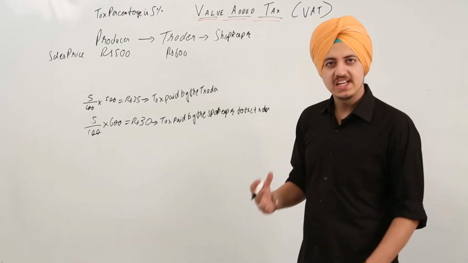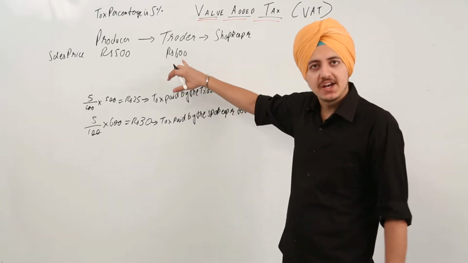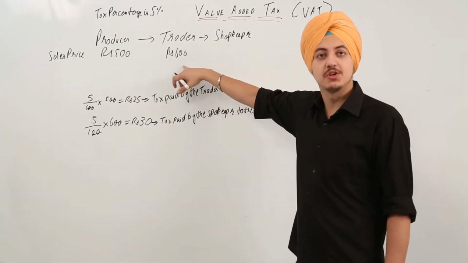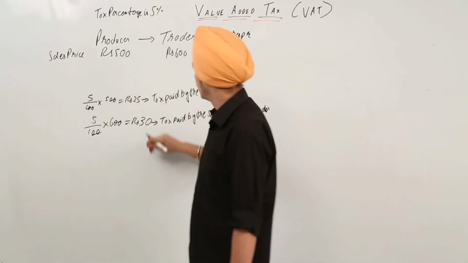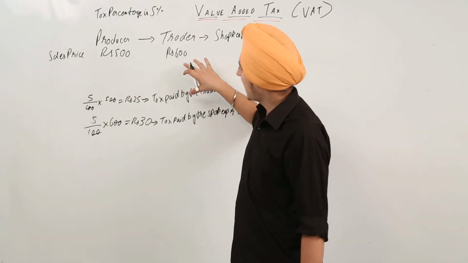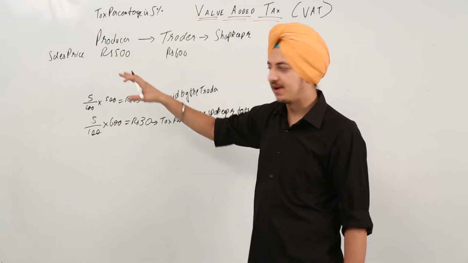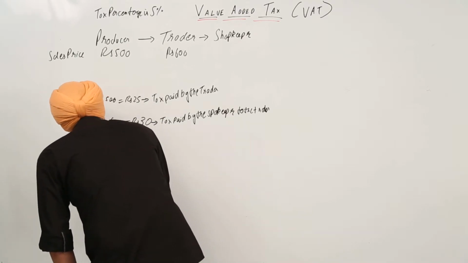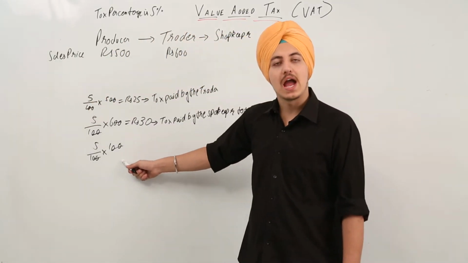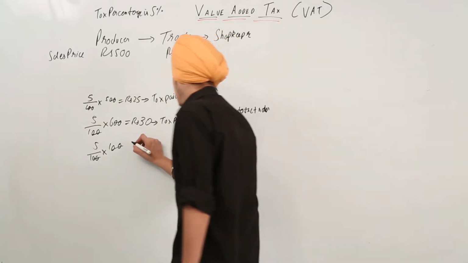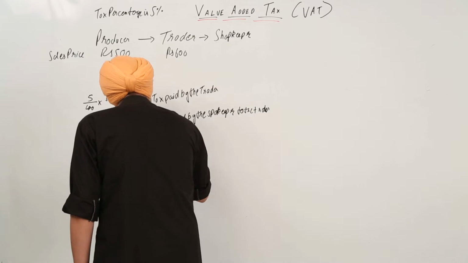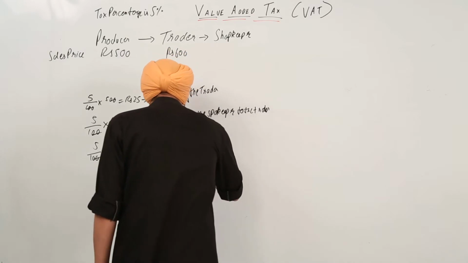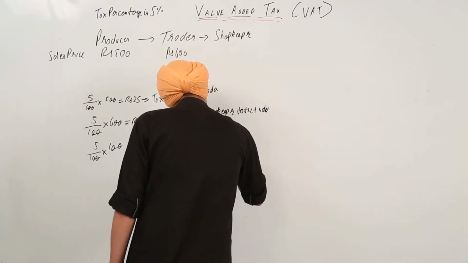The government only charges on the value added by the trader. So how much is the value added by the trader? It's rupees 600 minus rupees 500. So it's equal to rupees 100, right? So the tax given by the trader to the government is rupees 5 upon 100 into rupees 100. Now this rupees 100 is the value added by the trader. So this is rupees 5. Now this tax goes to the government.